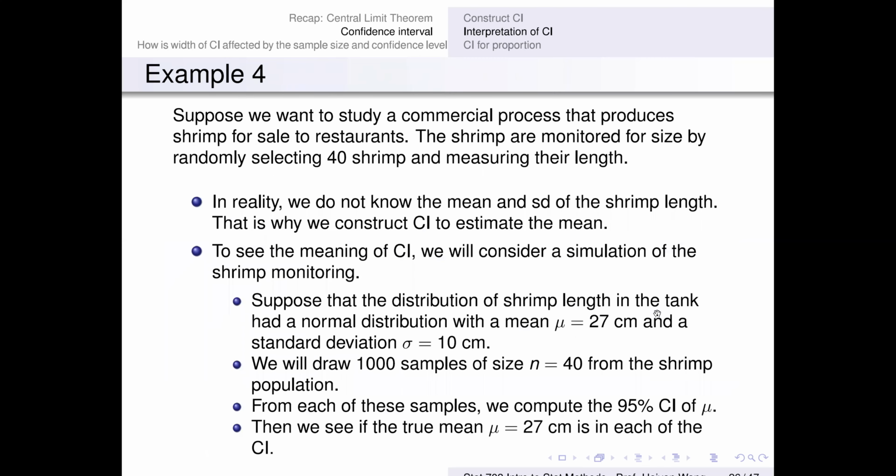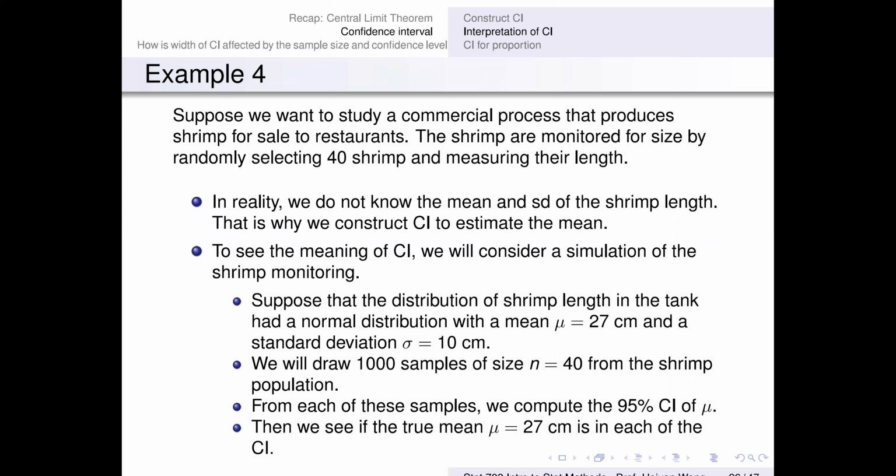So here's an example. Let's say we want to consider a commercial process that produces shrimp for sale to restaurants, and shrimps are monitored for size by randomly selecting 40 shrimps and measuring their length. We do not really know the true mean and standard deviation of the shrimp, and we would try to construct the confidence interval for the mean.